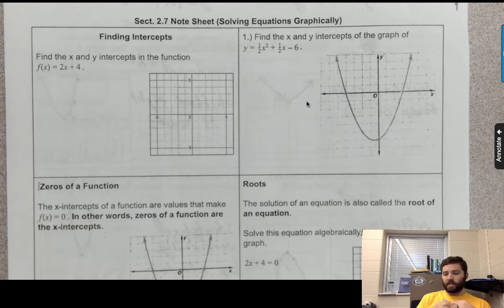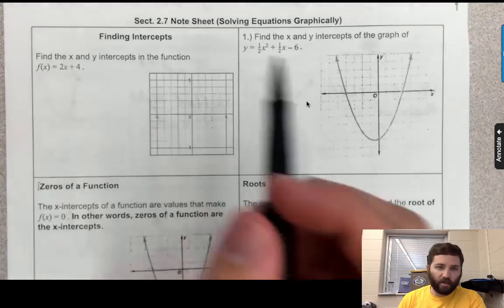But I don't want to just give you that process without helping you understand why that process works, okay? So we'll talk about intercepts, and then I'm going to explain a few things that will lead into ultimately solving equations graphically, which will be the last problem, okay? So let's talk about finding intercepts, though.